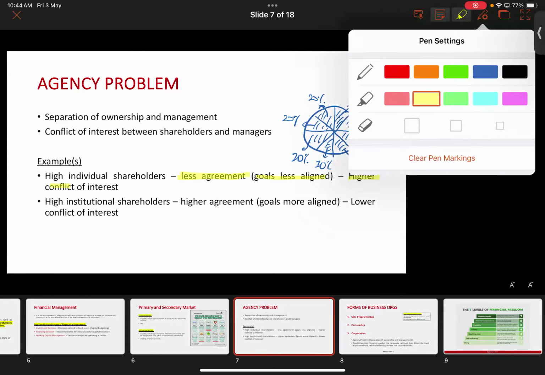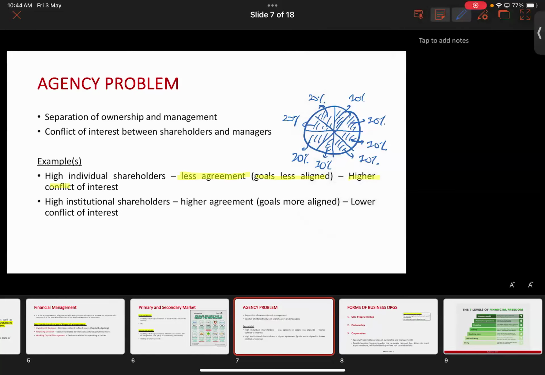Now on the other hand, if the business has more institutional shareholders, for example big companies like mutual funds companies, investment companies, retirement funds companies like EPF, Employees Provident Fund, all these are big institutions. When they buy the shares of the business, they buy a lot. So if the business has more of these institutions as shareholders, there will be fewer people inside, but everyone has a higher portion of shares.